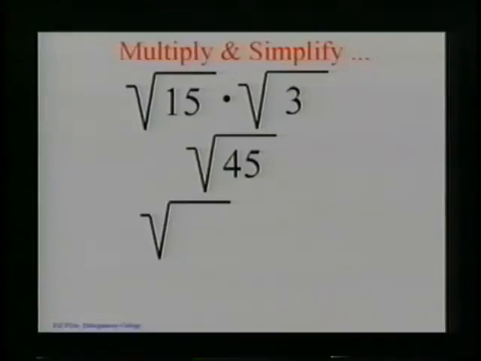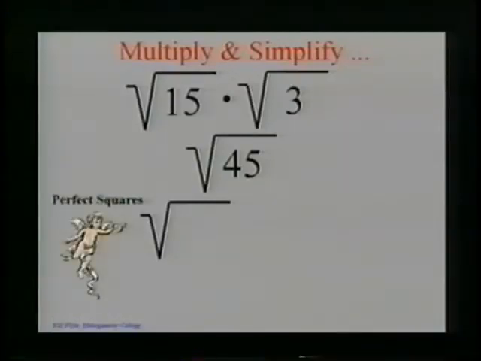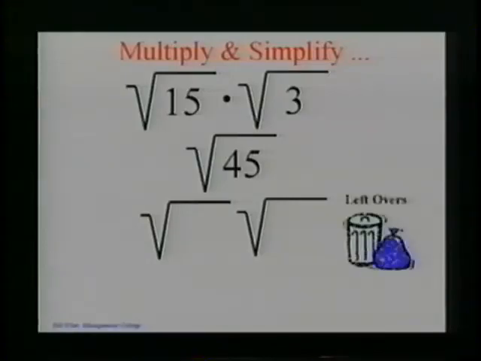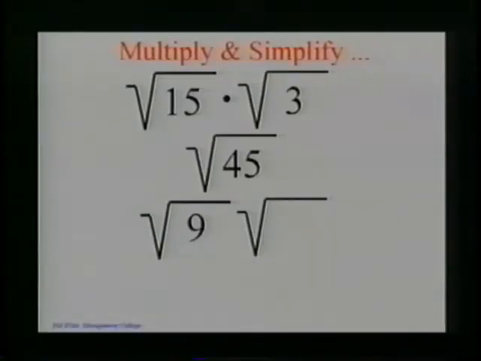We'll look to break it into what I call the good, or the perfect squares, and the bad, which is what's left over after you do that. Now what's the biggest perfect square that goes into 45? Well, 9. And then what's left over when you multiply? Well, 5.